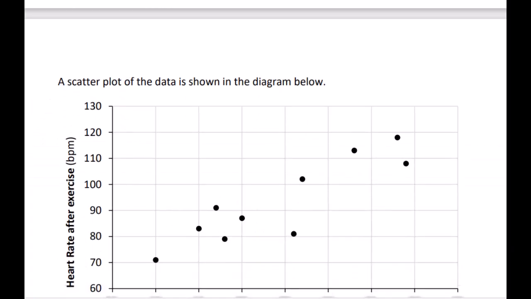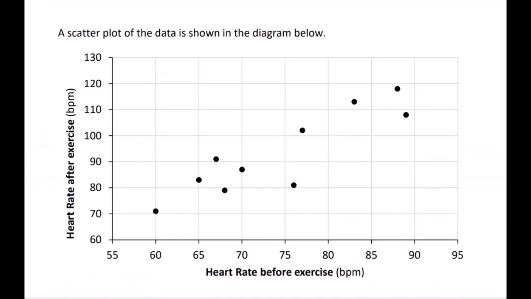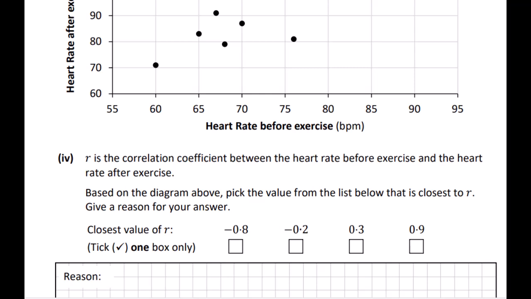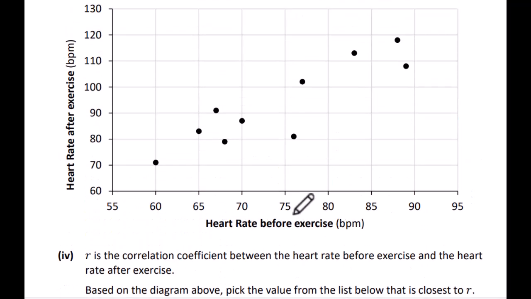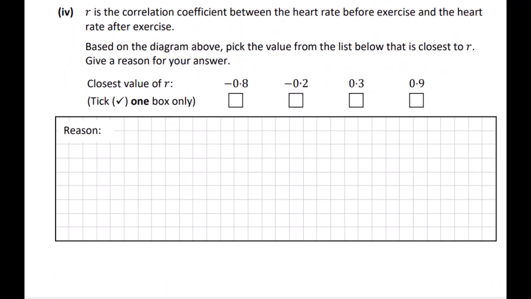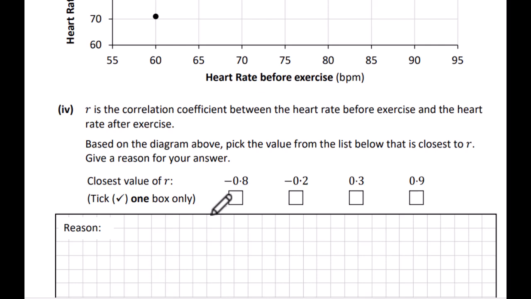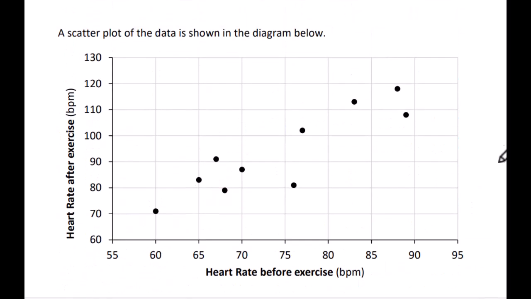Let's have a look at the next one. A scatter plot of the data is shown in the diagram below. So we have heart rate before exercise on the x-axis, heart rate after exercise on the y-axis. r is the correlation coefficient between the heart rate before exercise and the heart rate after exercise. Based on the diagram above, pick the value from the list below that is closest to r. Give a reason for your answer. We're given four values here: minus 0.8, minus 0.2, plus 0.3 and plus 0.9. We can see that if you were to draw a line up through the middle of this data here, it is in the positive direction.